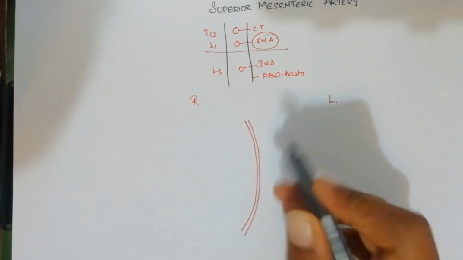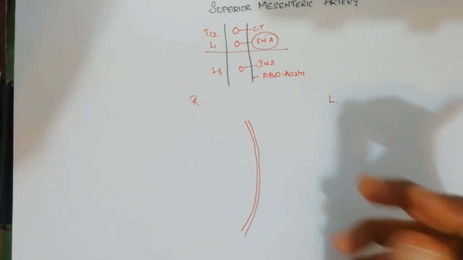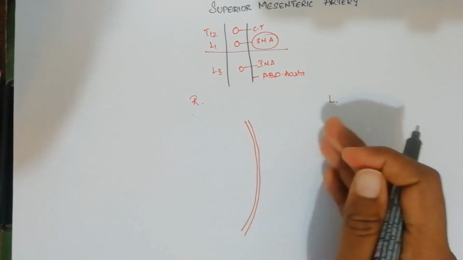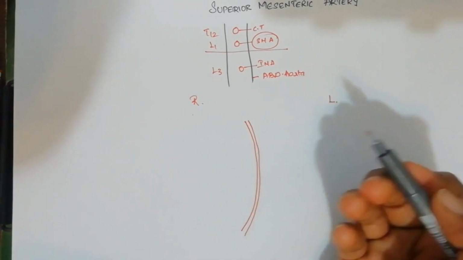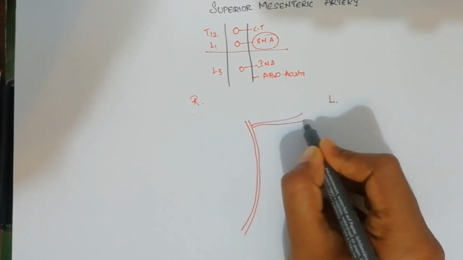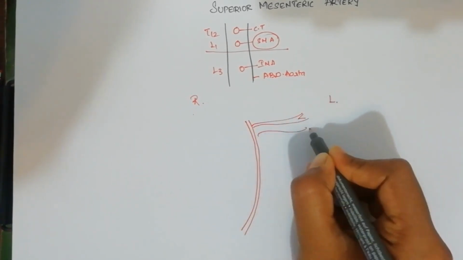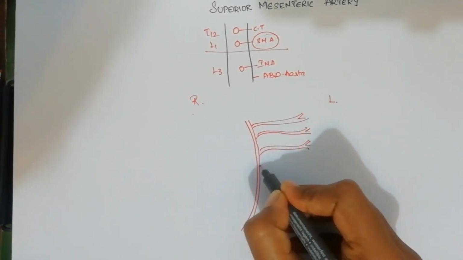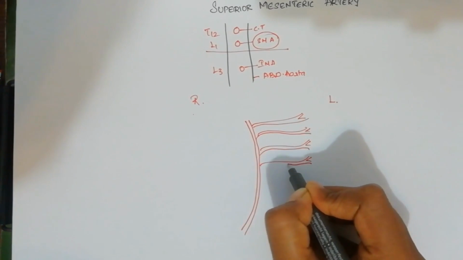Now we will move on to the branches, how it is distributed. So this superior mesenteric artery, from its convexity, is giving some 12 to 15 branches. So we have got many branches arising from the left side like this. Those branches are called small intestine branches.